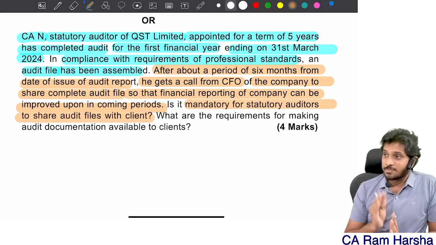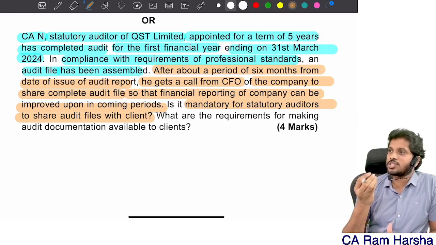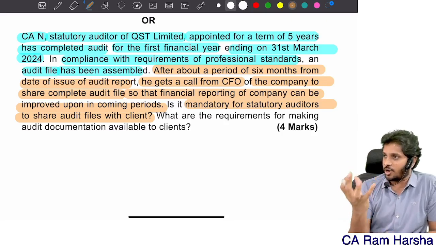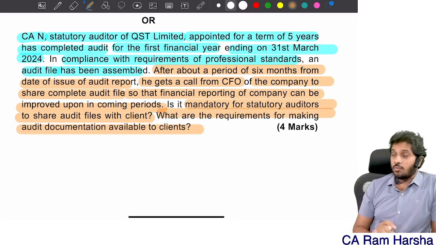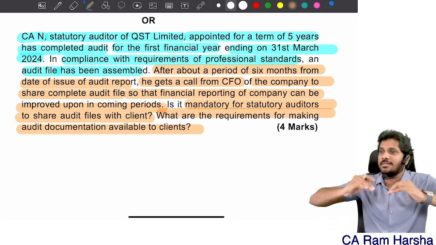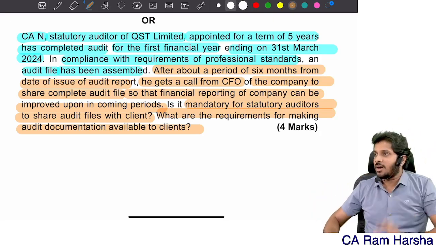No. As per the standard on quality control, audit working papers are the property of the auditor. The auditor can, at his discretion, share a portion of working papers or give extracts to the client, but it is not mandatory. What are the requirements for making audit documentation available? The requirements are very simple: such a disclosure should not undermine the validity of the work performed and it should not affect the independence of the auditor.